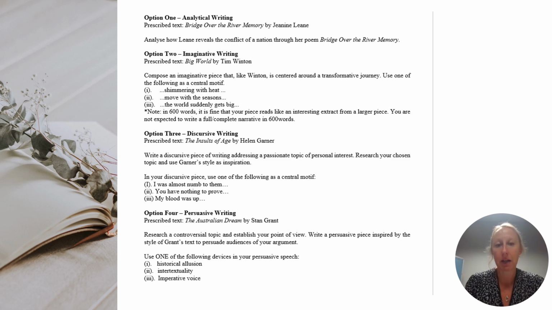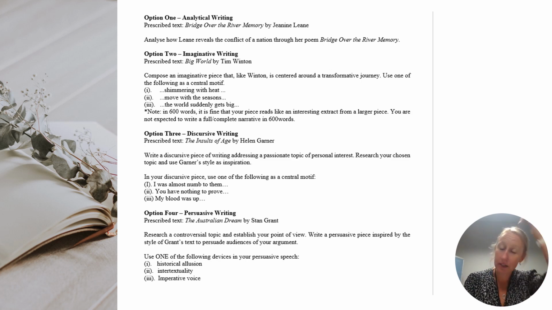The second option is imaginative. Now you'll notice that each option is also linked to a text that you'll study in class. So for this one, it's Tim Winton's Big World. Again, imaginative should feel pretty comfortable. You've done narrative writing in the past. What we'd like to see you do is compose an imaginative piece that, like Tim Winton, is centered around this transformative journey. Additionally, we'd want you to pick one of the 3 quotes. I've pulled them from Tim Winton's piece, and you will use it as a motif. So a recurring symbol, something that keeps coming back and has meaning throughout your 600-word piece.